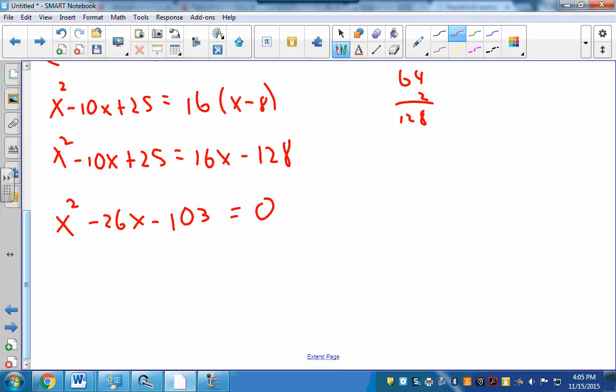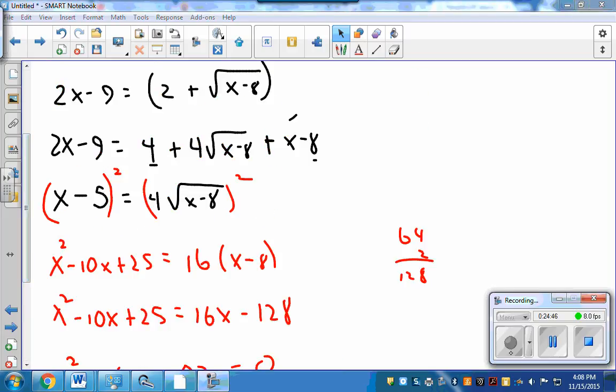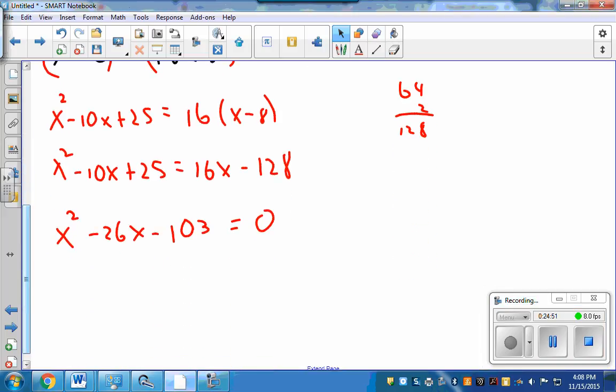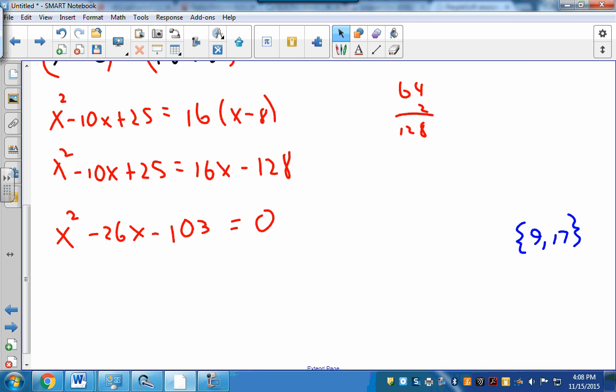Again, this looks messy. I don't see an easy factoring for 103. Let me pause this here. Pause. Okay, so I checked in the back of the book again. Good old teacher's getting tired here. The solutions in the back are 9 and 17, and obviously I'm not headed there. So I have to go back and try to figure out where I went astray.